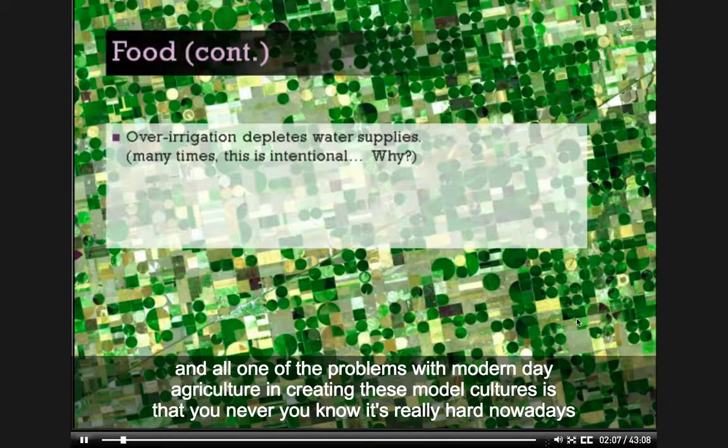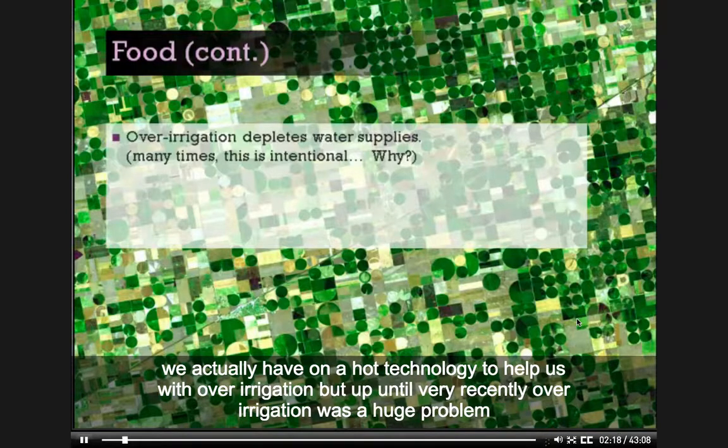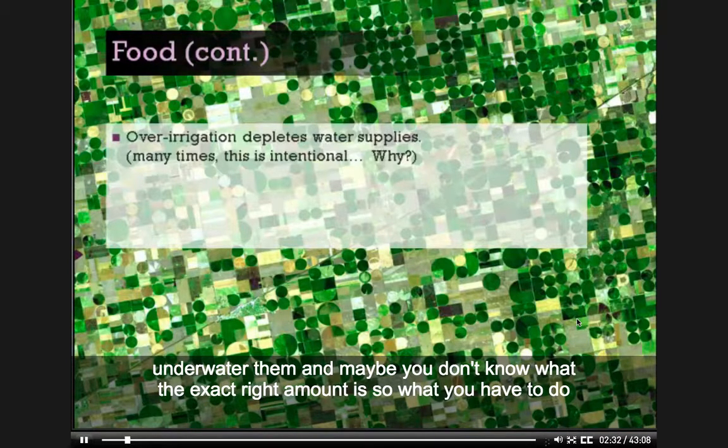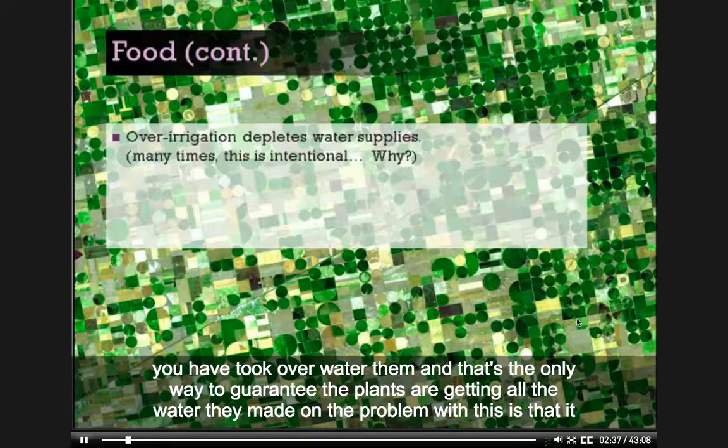And one of the problems with modern day agriculture in creating these monocultures is over-irrigation. Nowadays we actually have technology to help us with that, but up until very recently, over-irrigation was a huge problem. You want to make sure that your plants get enough water. Well, you don't want to underwater them. And maybe you don't know what the exact right amount is, so what do you have to do? You have to overwater them. And that's the only way to guarantee that your plants are getting all the water they need.